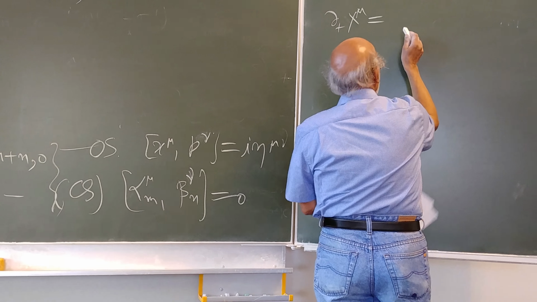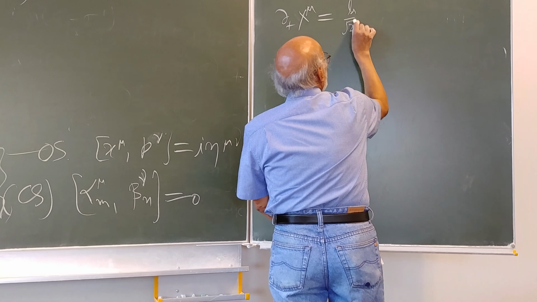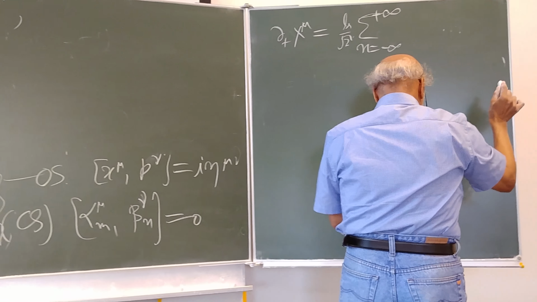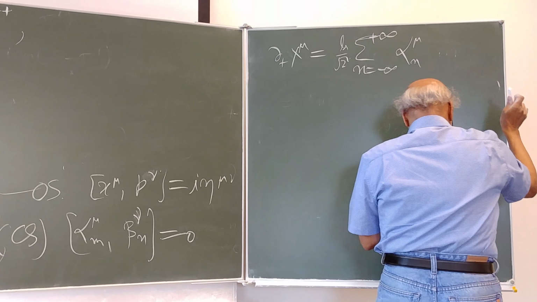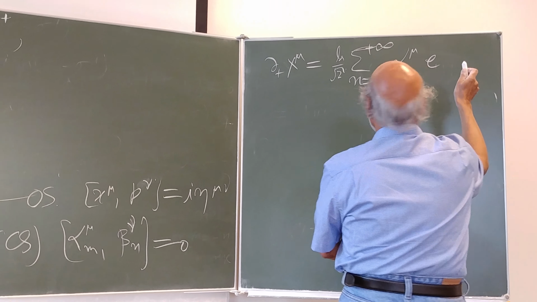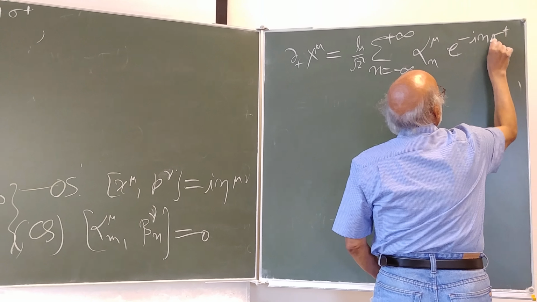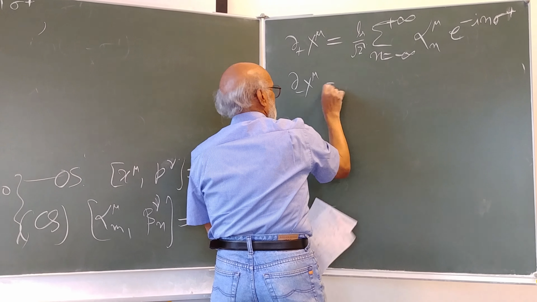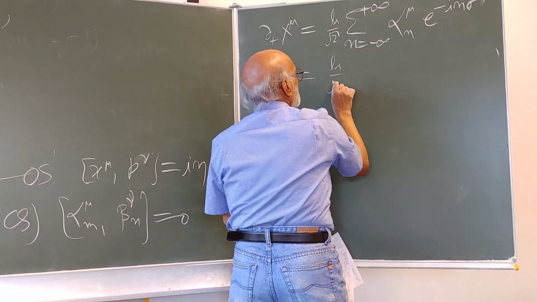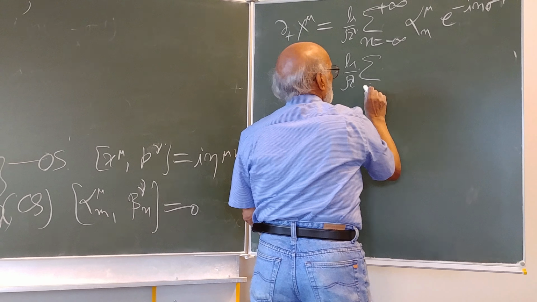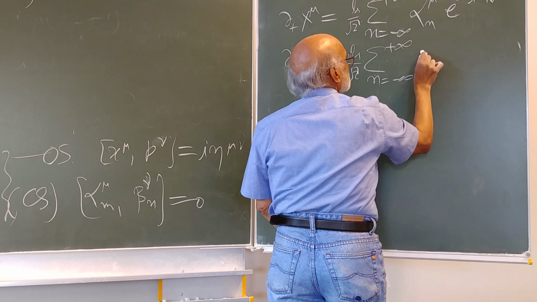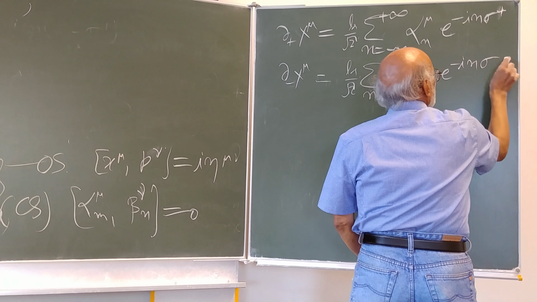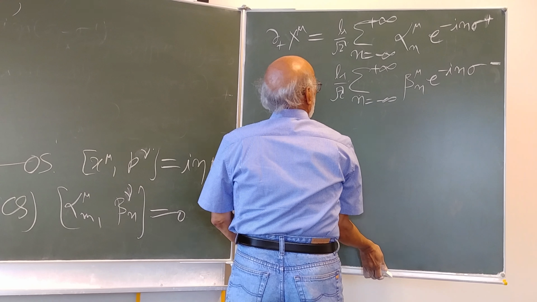Del plus x mu was Ls by square root of 2, sum from minus infinity to plus infinity alpha mu n e to the power minus in sigma plus, and del minus x mu is Ls by root 2 summation over n from minus infinity to plus infinity beta mu n e to the power of minus in sigma minus.